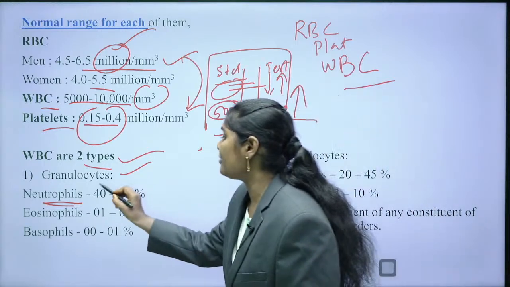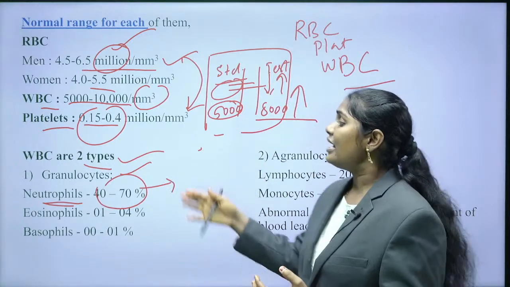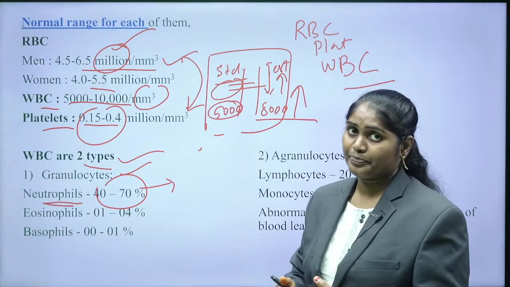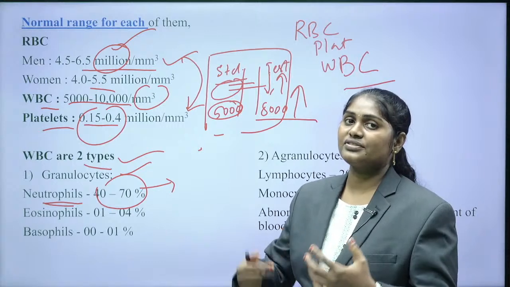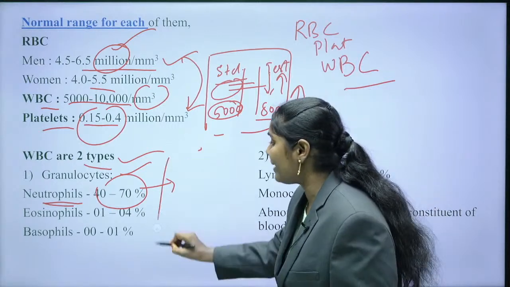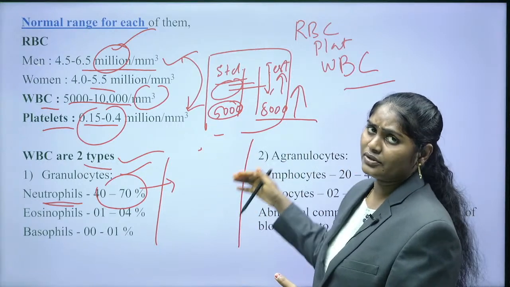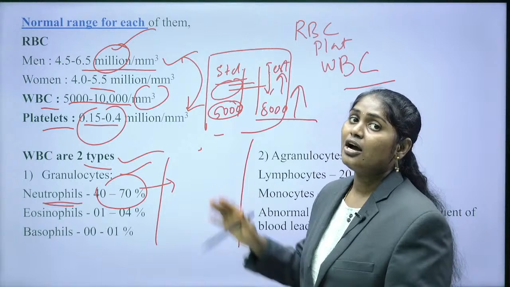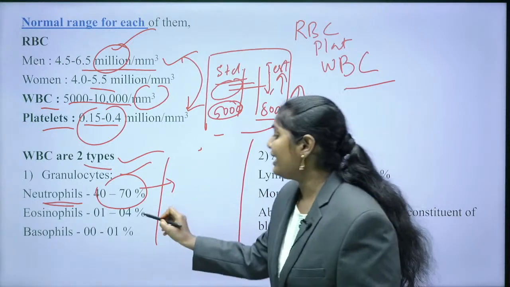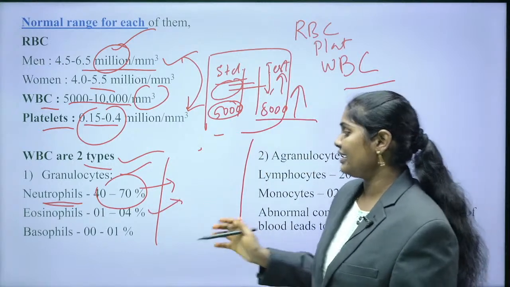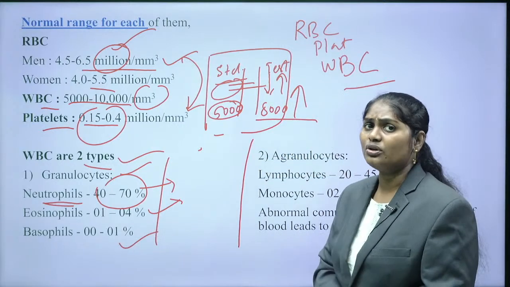Okay, so neutrophils are 40 to 70%. Out of all the cells, the most circulated cells in the blood are neutrophils. When you compare with all the WBC cells, out of all leukocytes, neutrophils will be more. Okay, and eosinophils are very less, 1 to 4%, and basophils nearly 0 to 1%.